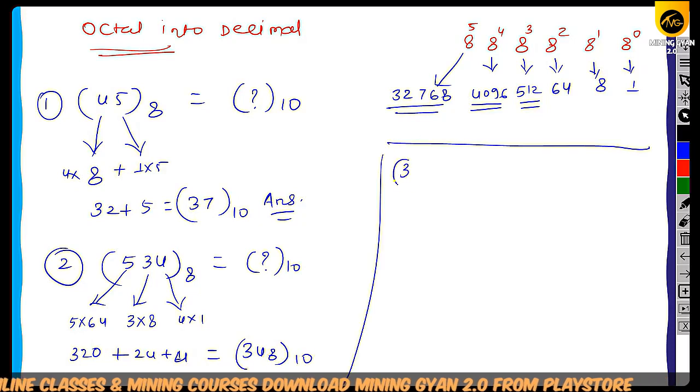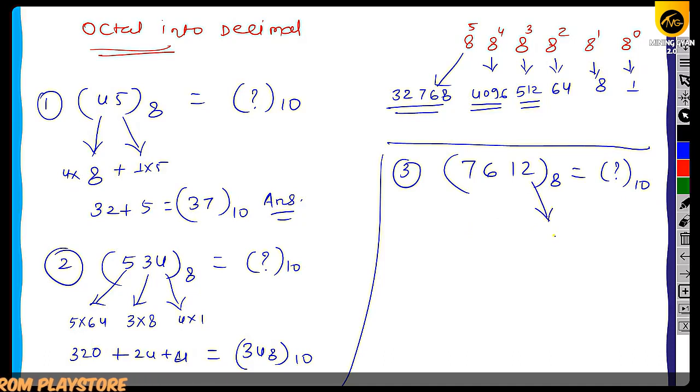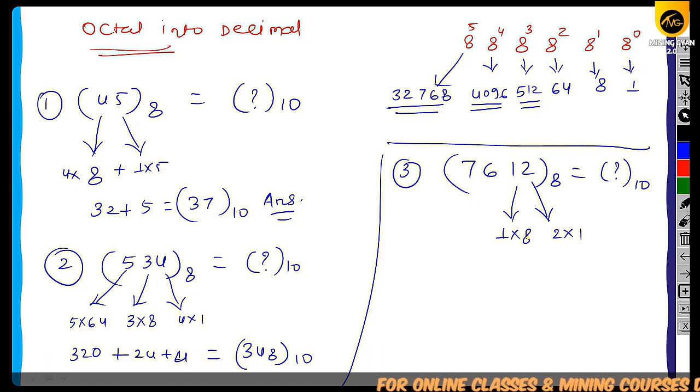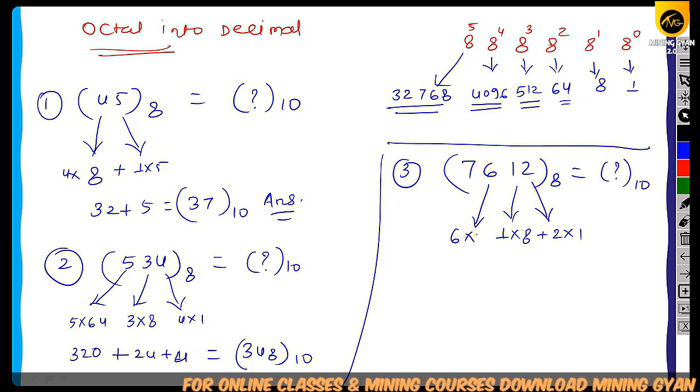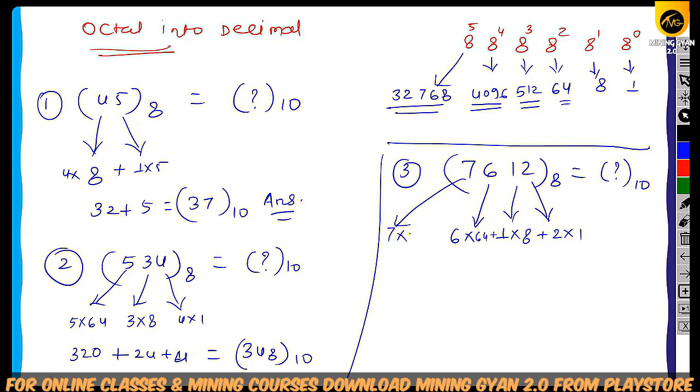Okay, the last example of octal to decimal. Suppose there is a number 7612. Okay, this is an octal number, converting into a decimal number. Now the base weight of the first digit will be 1, so 2 into 1. Then 1 into the second weight, which is 8. The third digit is 6 into the third weight, 64. The last one is 7 into 512.